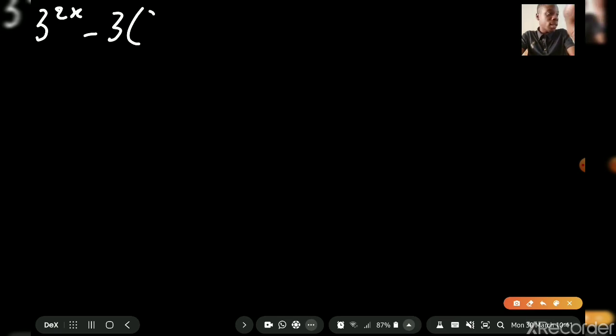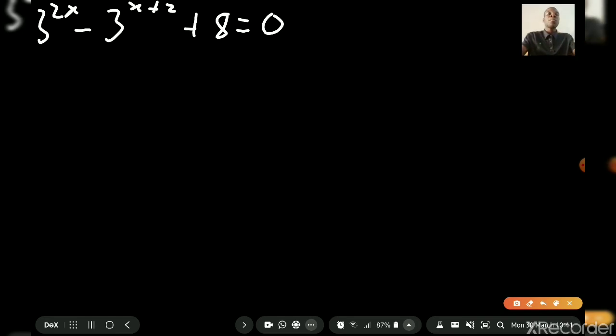Okay, so let's say you are given another example. Let's write the question: 3 raised to the power 2x minus 3 raised to the power x plus 2, plus 8 is equal to 0. Remember, we are always going to look for the common exponent. Our common exponent once again here is 3 raised to the power x. So we are going to rewrite them to let the 3 raised to the power x stand alone.